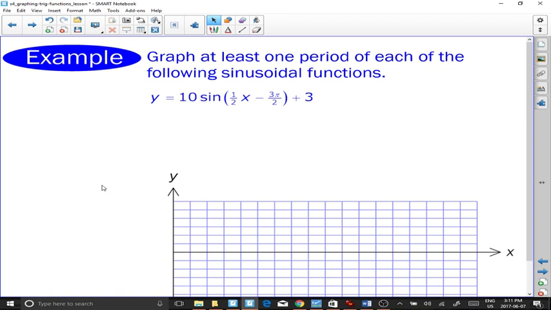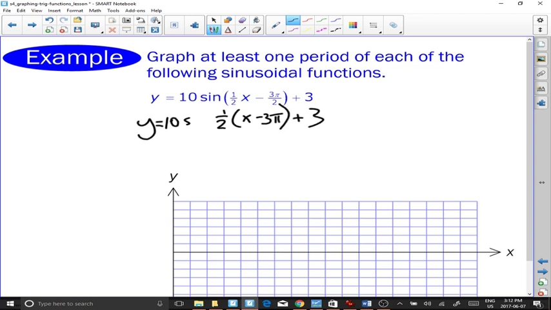Graph at least one period of 10 sine bracket 1/2 x minus 3 pi over 2 plus 3. So again, we're going to have to take out a common factor of a half just to figure out what the real phase shift is going to be. So we can do that, no problem. If we take out half here, then if you divide by half, it's like multiplying by 2. So 3 pi over 2 just becomes 3 pi. So this is what the equation becomes.